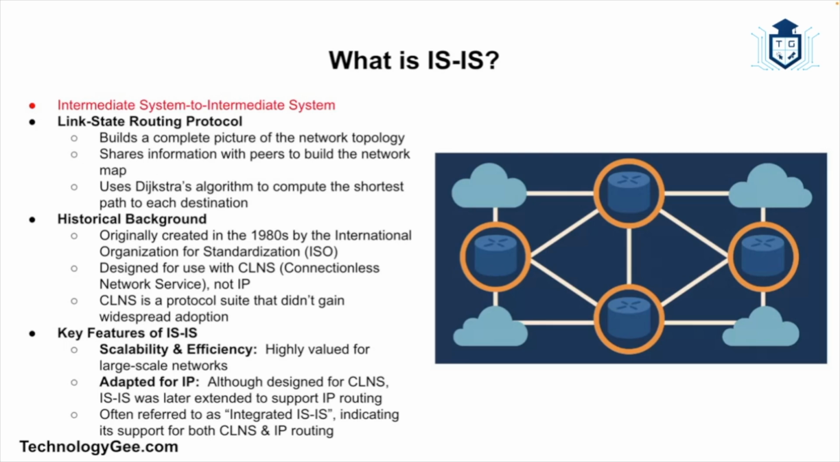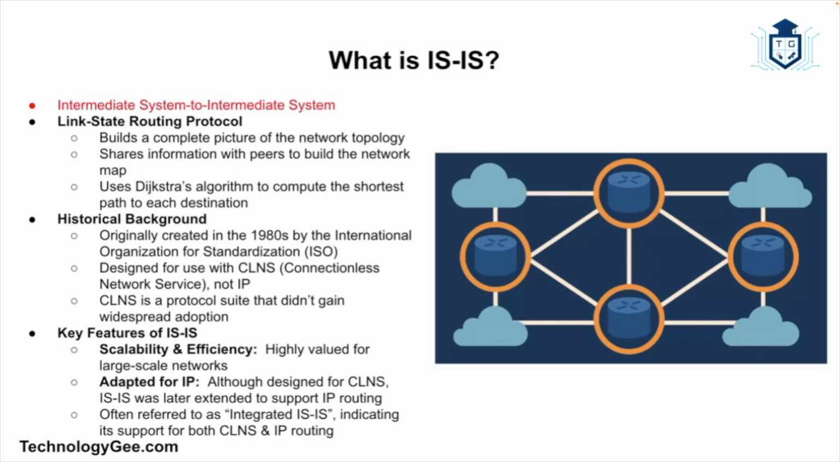All right, so exactly what is ISIS? Well, at its core, this is a link state routing protocol, just like OSPF. That means it builds a complete picture of the network topology using information shared by its peers, and then it uses an algorithm to compute the shortest path to each destination. But here's where things get interesting.